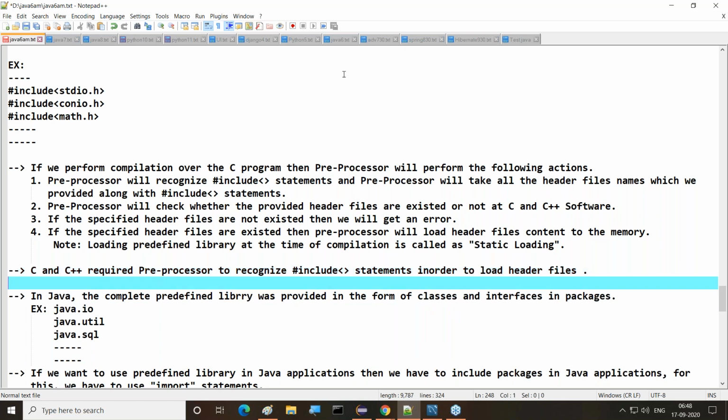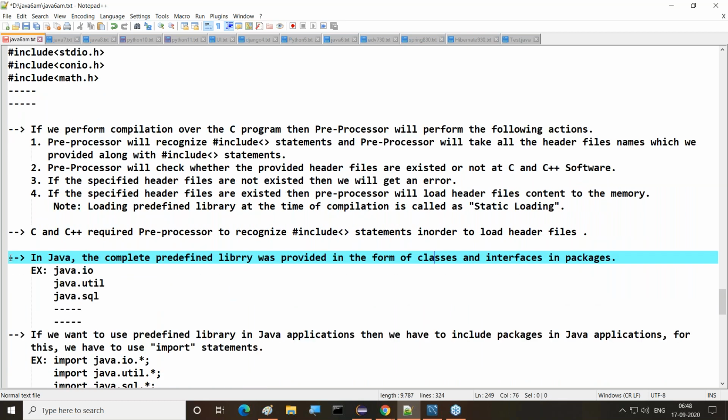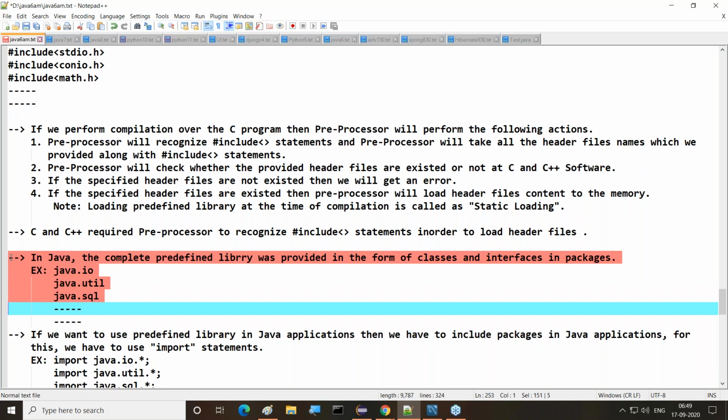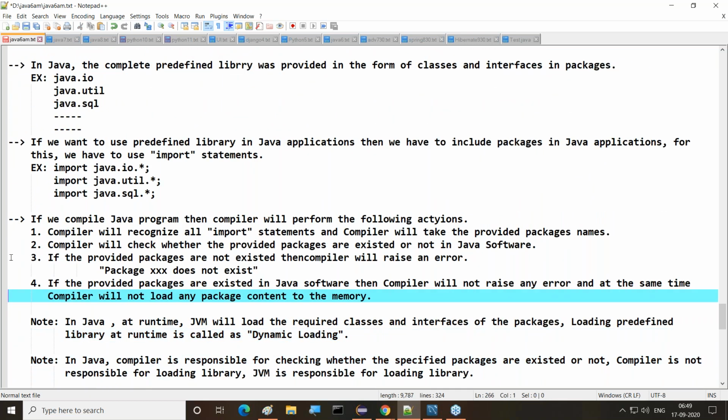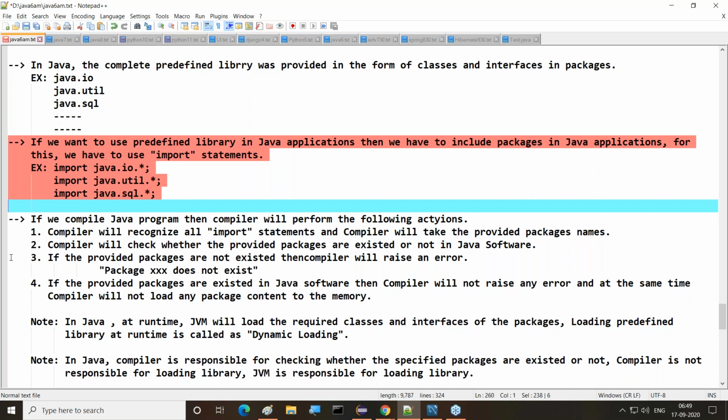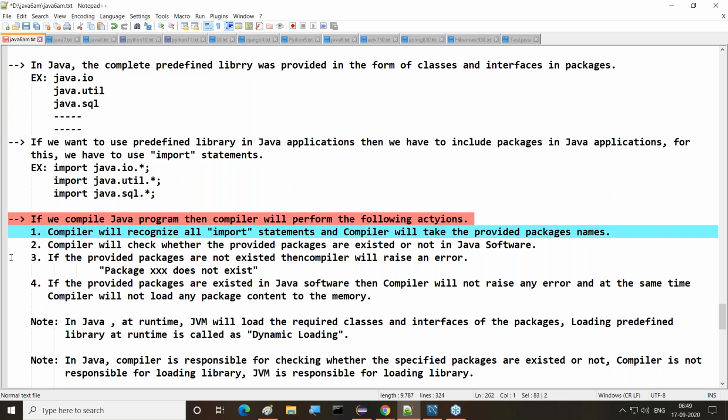Observe, guys, what I'm telling you. Next, in Java, the complete predefined library was provided in the form of classes and interfaces in packages. Examples: java.io, java.util, java.sql. If you want to use the predefined library in Java applications, then we have to include packages, and for this we use the import statement: import java.io.*, import java.util.*, import java.sql.*. After understanding this, if we compile a Java program, then the compiler will perform the following actions.